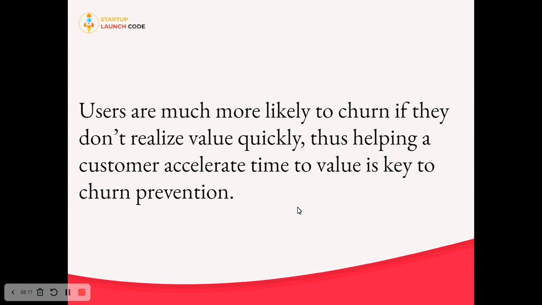So you need to understand that your user onboarding process should ensure that users quickly, as much as possible, are able to get the value that comes with your product, because if they don't get that value on time, they are likely to churn and leave your product. Say helping a customer accelerate time to value is key to churn prevention. So you need to try as much as possible through your onboarding process to help users get the value that comes with your product as fast as possible.